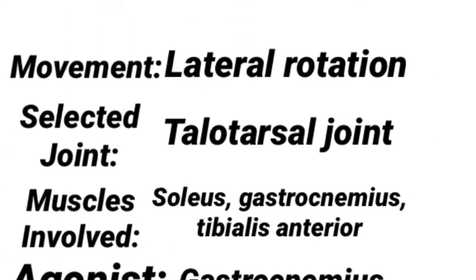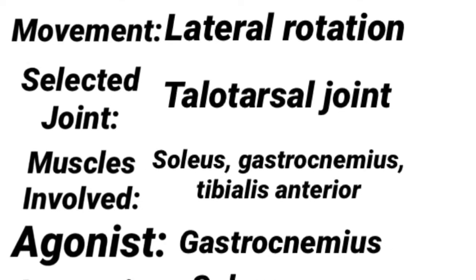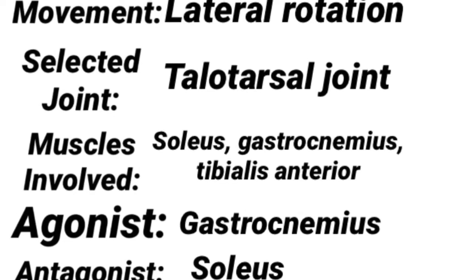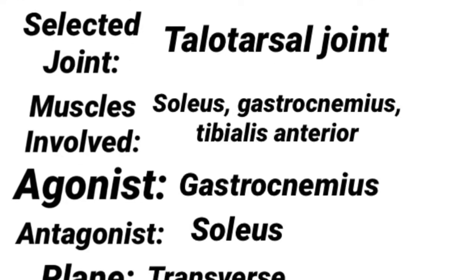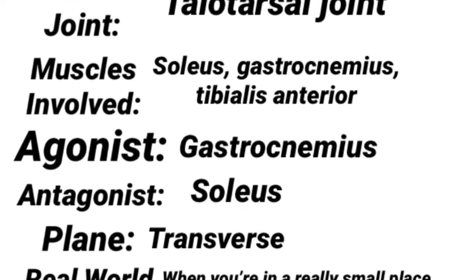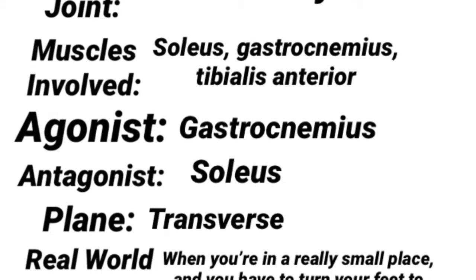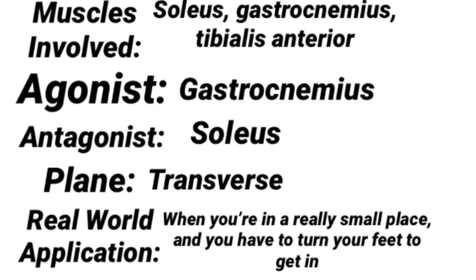Our 11th movement is lateral rotation. Our selected joint is taliotarsal joint. The muscles involved are the soleus, gastrocnemius, and the tibialis anterior. The agonist is the gastrocnemius, and the antagonist is the soleus. This movement takes place in the transverse plane, and the real-world application is when we're in a really small place and you have to turn your feet to get in.